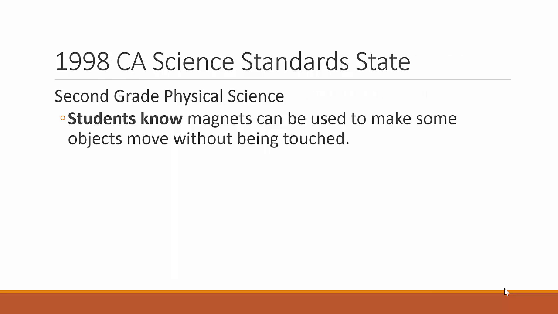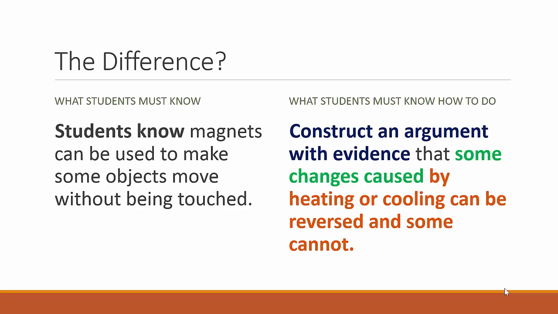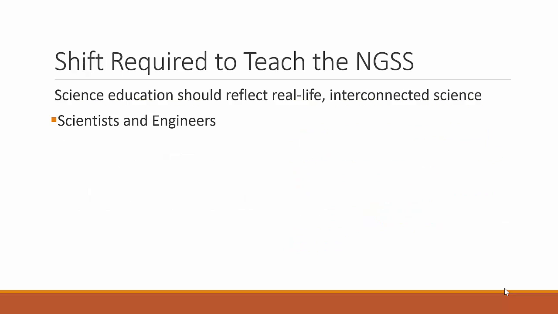In the 1998 California Science Standards, it states that a second grade physical science standard is students know magnets can be used to make some objects move without being touched. It's about magnetic force. The difference? What students must know, students know magnets and so on, versus what students must know how to do: construct an argument with evidence using science knowledge.